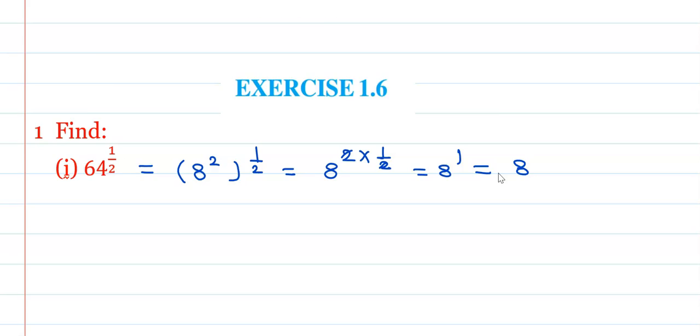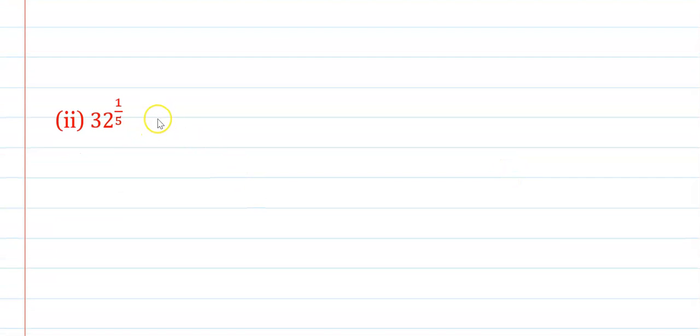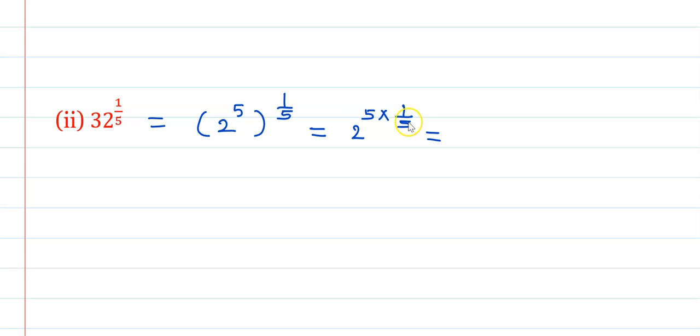Okay. Next example. 32 raised to 1 by 5. 32 is the fifth power of 2. Therefore, I can write here 2 raised to 5, and whole bracket raised to 1 upon 5. And therefore, here 2 raised to 5 into 1 upon 5. Again, this 5 gets cancelled, multiplication. And here you will get 2 raised to 1, and that is 2. Okay.